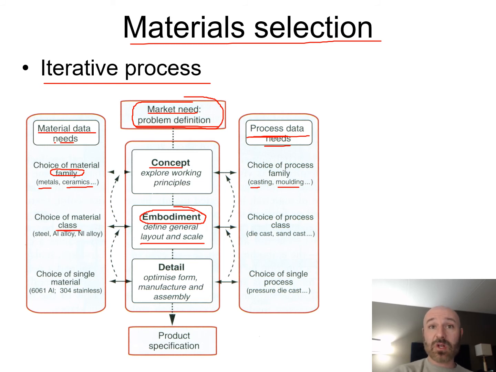So we're talking about material over here. What class is it? Okay, we decided it was going to be a metal, so what type of metal? Was it going to be a steel, a nickel alloy, an aluminum alloy? We're getting into that class of metal, not completely dialing in on exactly what we're doing yet. Now, if we're talking about our process needs over here, we said we're going to go with casting, but what type of casting should it be? Is it die casting? Is it sand casting?